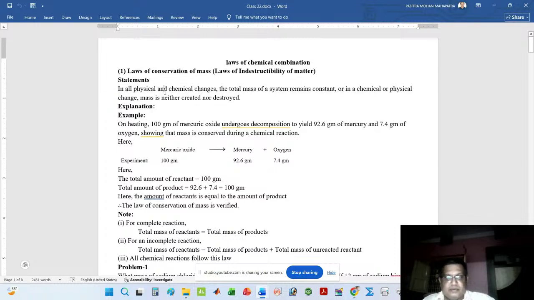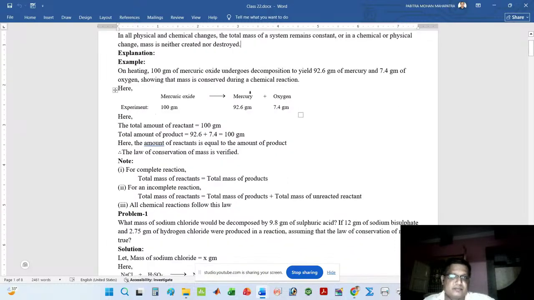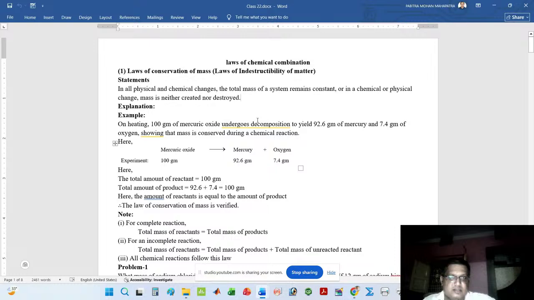Simply, you can say that in a complete reaction, the total mass of the reactants is equal to the total mass of the products. It is the indirect statement. Let me explain this example. On heating, 100 gram of mercury oxide undergoes decomposition to yield 92.6 gram of mercury and 7.4 gram of oxygen, so the mass is conserved during the chemical reaction.